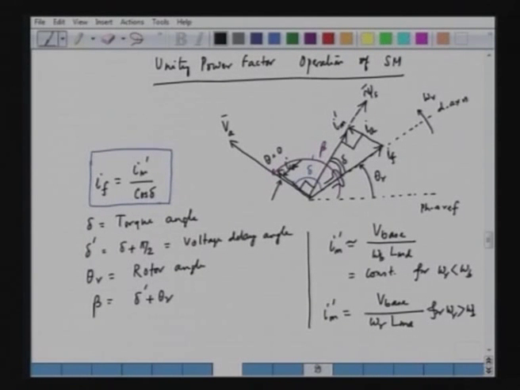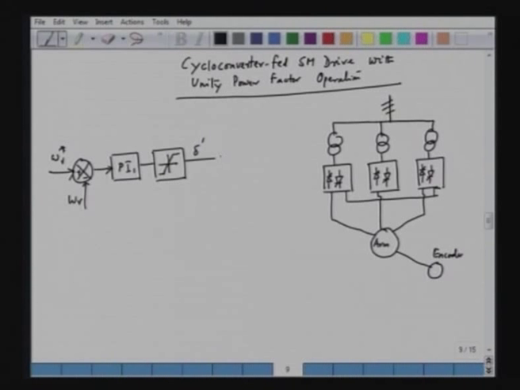And here we add this with the rotor angle. We have a phase delay block. It is simple, it is an addition of delta prime with theta r, and what we obtain is beta. And this is the cyclo converter module that we have.